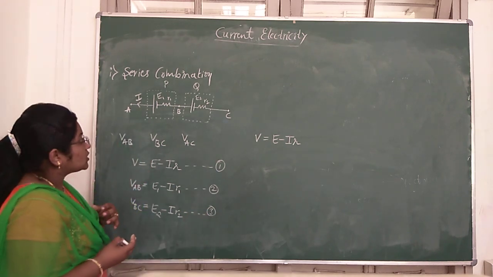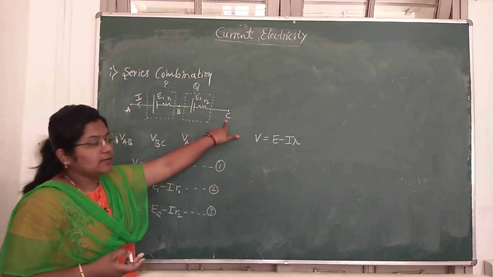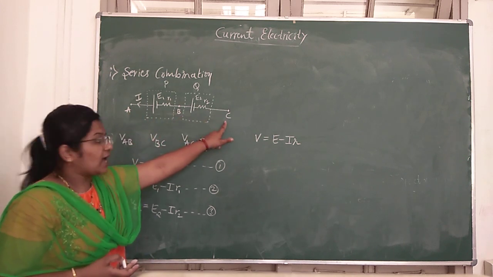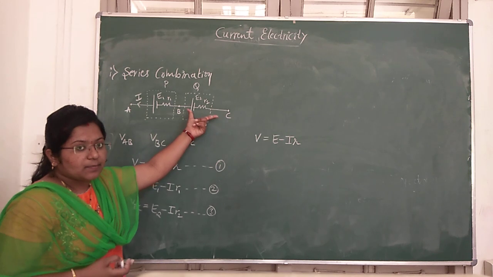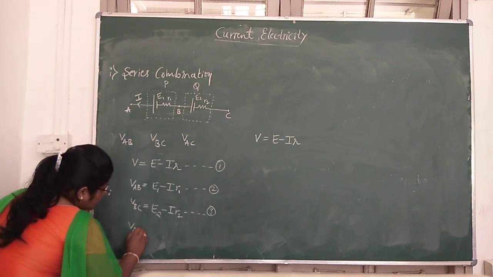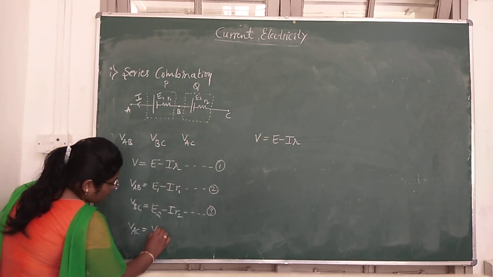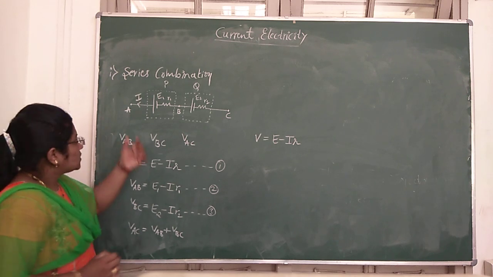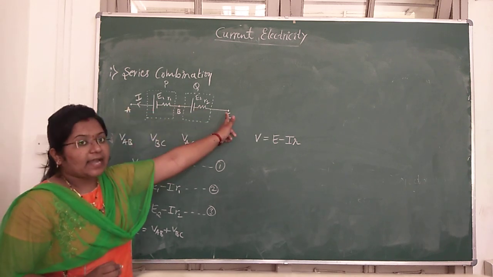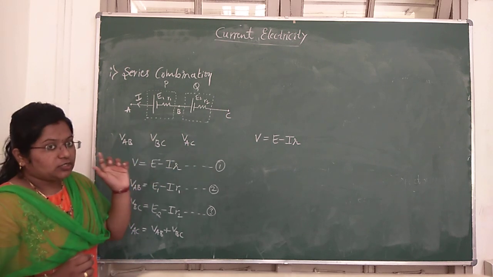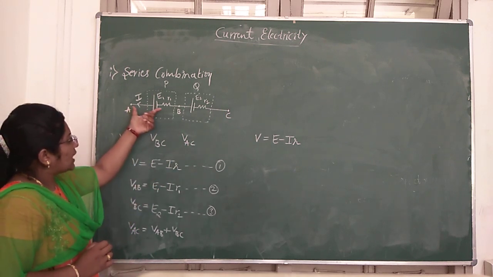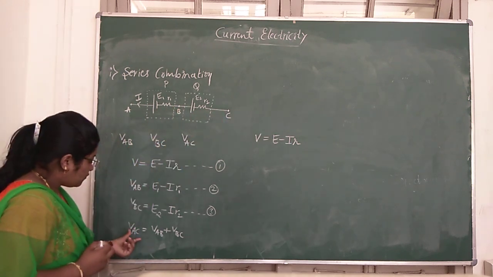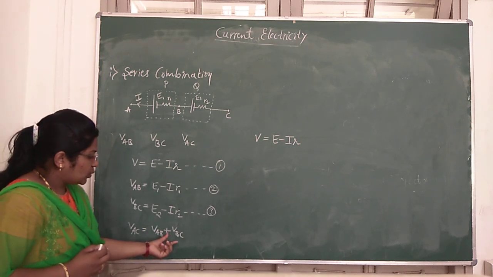Now, what is the potential difference between the points A and C? Can we write it as the combination of this and this? Means VAC equal to VAB plus VBC. Yes or no? The potential difference between the points A and C is nothing but the combination of the potential difference between A and B and the potential difference between B and C. Hence we can write VAC is equal to VAB plus VBC.